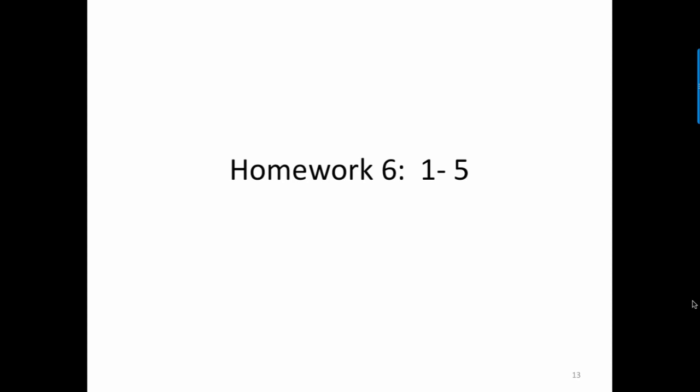This concludes the discussion of superheterodyne receivers. Homework 6, problems 1 through 5, address the superheterodyne receiver and will give you a chance to practice some of this. Before moving on to the next lecture, give them a try.